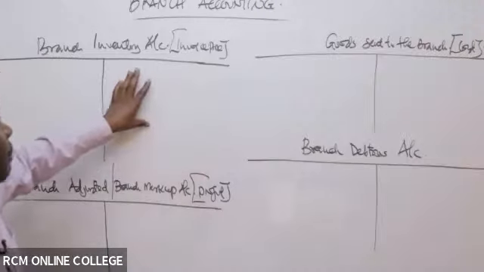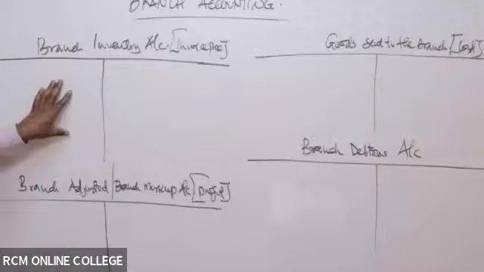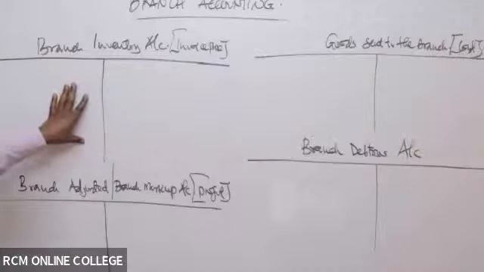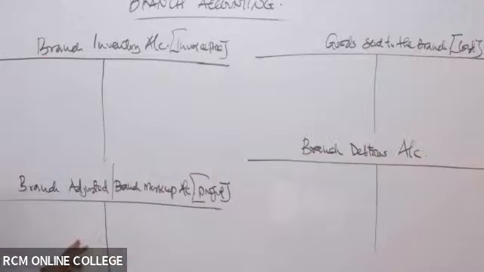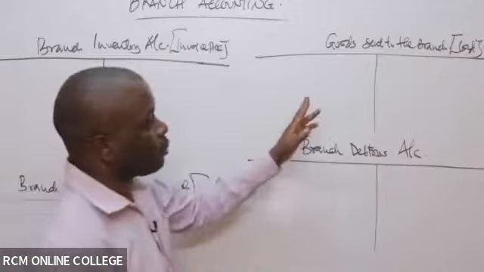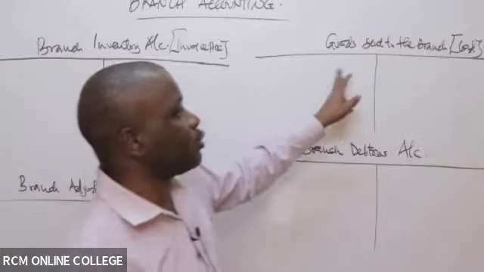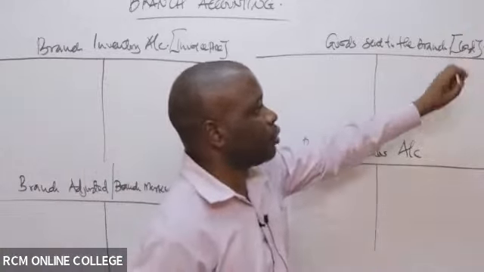So when you are passing entries in the branch inventory account, anything affecting the branch inventory account, you have to recognize it at what? At invoice price. Then the profit element, because you have to adjust the profit element for the goods you send to the branch, you need to come up with the branch markup account, and you're going to see how you pass the entries. Then the goods sent to the branch, you'll recognize them at cost.